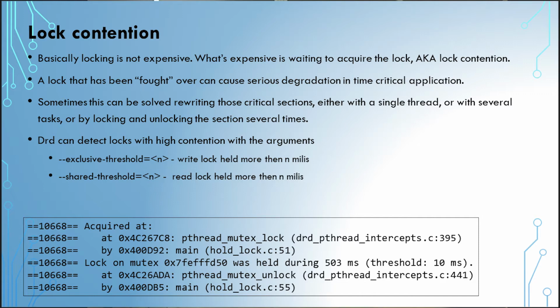I don't want to start a whole argument. I'm just going to say basically locking is not expensive. The lock itself, like the system call lock, is not expensive. It's more expensive than other things, I guess, but it's not super expensive. What's expensive is waiting on the lock, or having a lot of threads waiting on the lock. So a lock that is being fought over can cause serious degradation in time-critical applications, like we have, but other time-critical applications as well.